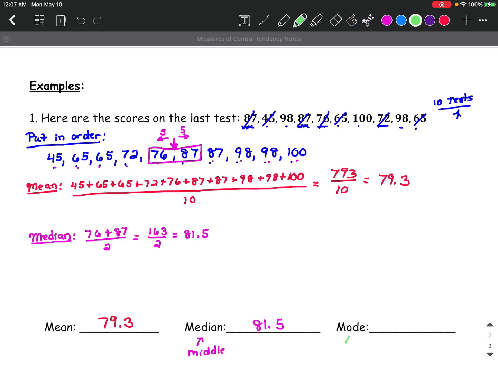Okay, now we need the mode. And remember, the mode is the one that occurs most often. Okay, so if I look, I've got 45, I've got 65 happens twice, 72, 76, 87 happens twice, 98 happens twice, and then 100. So I have 3 numbers that are happening twice. I have 3 modes, 65, 87, and 98. I have 3 modes this time, okay? Because everything else only happens once.